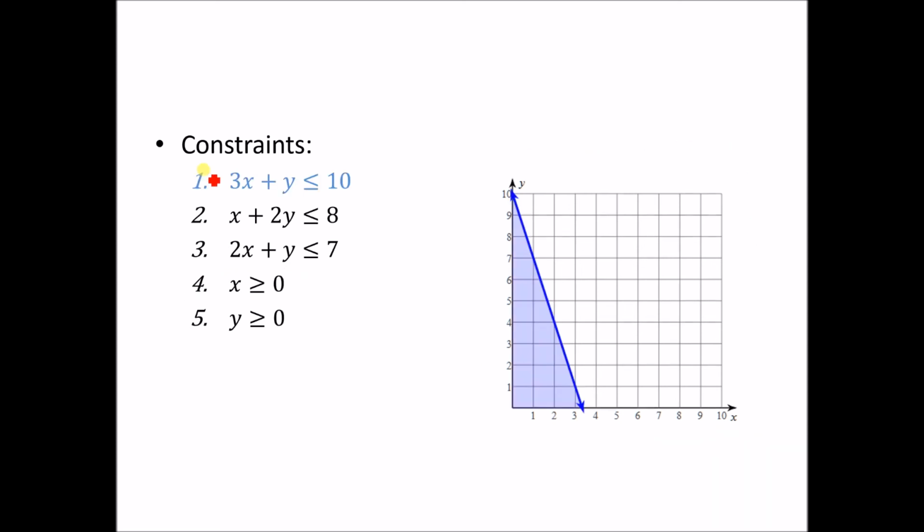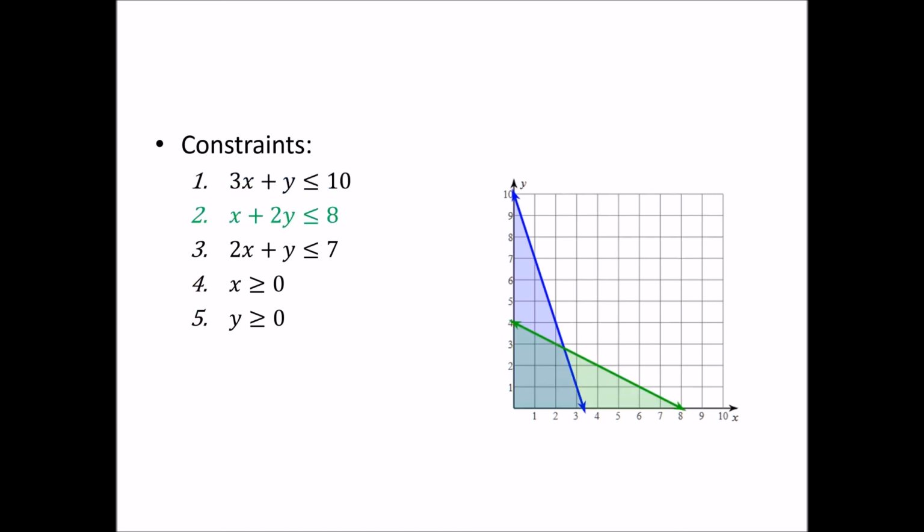So the first one, we graph 3x plus y less than or equal to 10. Shaded that in. Graph the next two, because again, we've dealt with that one. Try and graph the next two on your own. Second one, in green here, x plus 2y less than or equal to 8. And the final one, 2x plus y is less than or equal to 7. Of course, I've got my x and y both greater than or equal to 0.